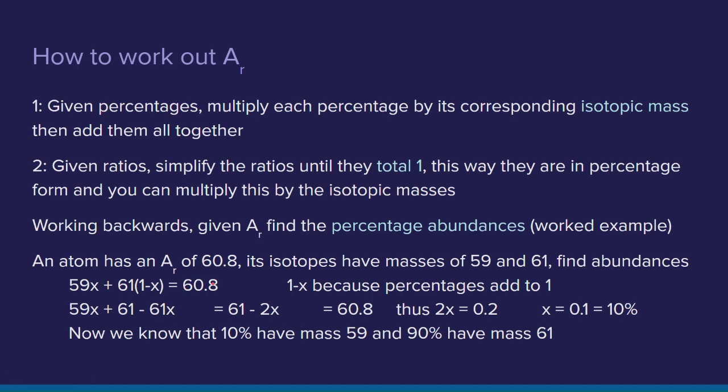So that equals 60.8. 59x plus 61 minus 61x equals 61 minus 2x equals 60.8. Thus 2x equals 0.2. That's just to find x. And that means x equals 0.1, which is 10%. And, well, now we have 1 minus x. 1 minus 0.1 is 0.9, which is 90%. So now we have our relative abundances.